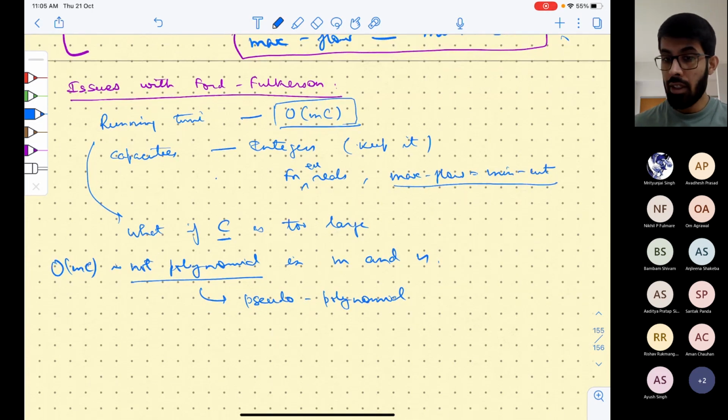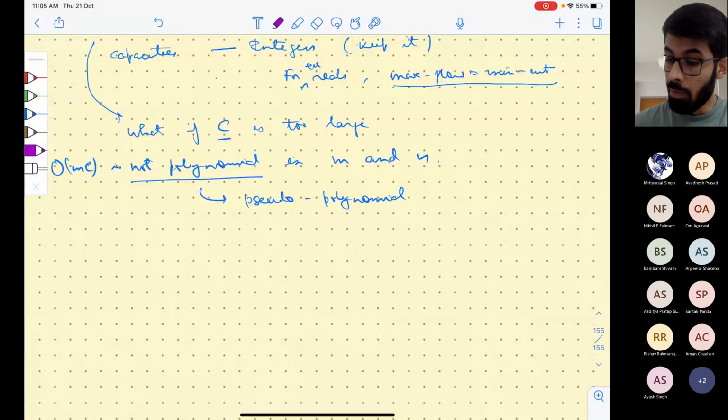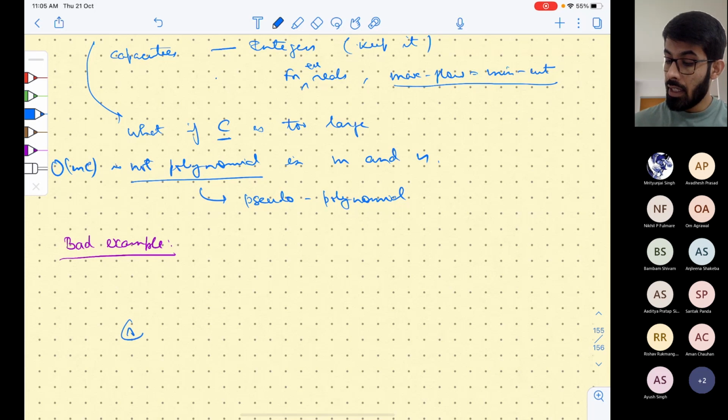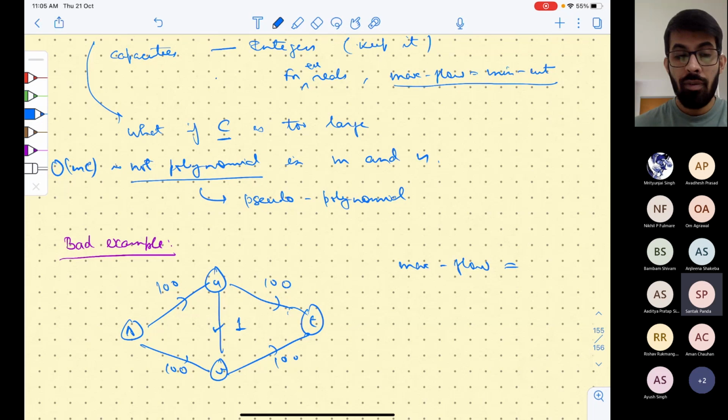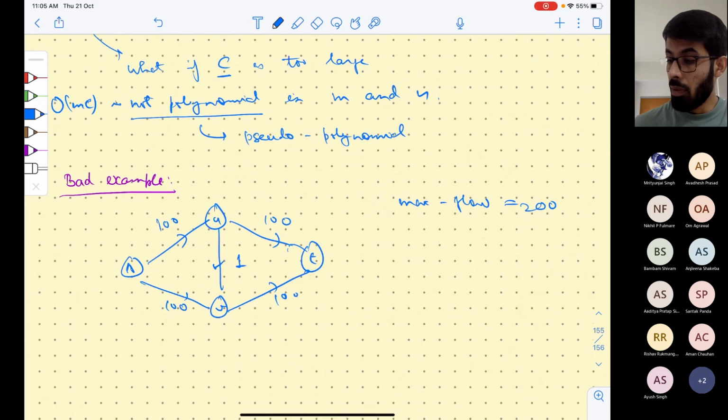So the question is, what if C is too large? Then this algorithm is going to take a long time. So let's look at a bad example, when C is too large and this algorithm can take a long time. So you have, let's say, S, U, V, and T. You have these edges, all with capacity 100. You have this one edge with capacity 1. So what is the max flow here? 200, right? Because you can just flow 100 on the above path and 100 on the below path.